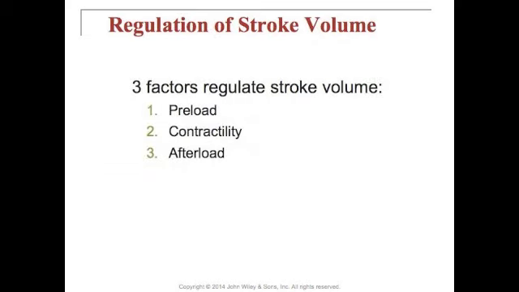There are 3 factors that regulate stroke volume: preload, contractility, and afterload. So preload is the degree of stretch on the heart before it contracts. Contractility is the forcefulness of contraction of an individual ventricular muscle fiber. And then afterload is the pressure that must be exceeded before ejection of blood from the ventricles can occur.